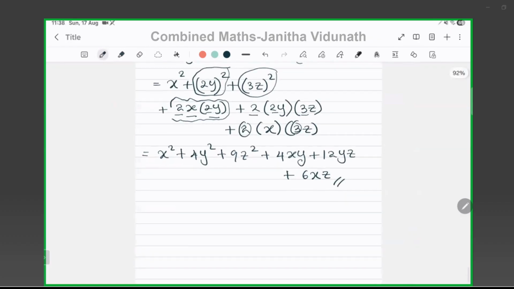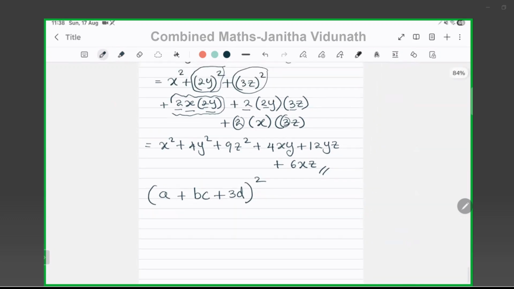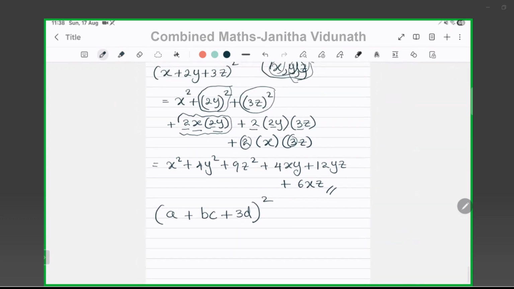Okay, I will do another example. This is (a + bc + 3d) whole square. Then the first thing we need to do is square all the terms. First term squared is a squared. Second term is b squared c squared. Last term, the square of the last term, is 9 times d squared.